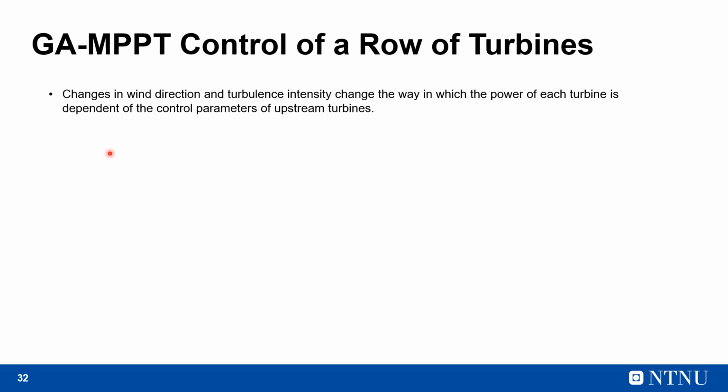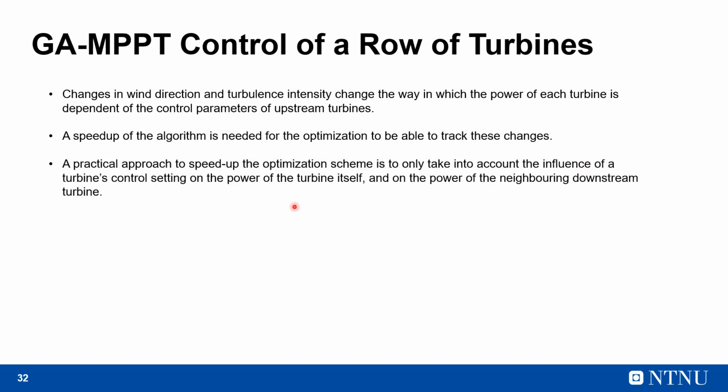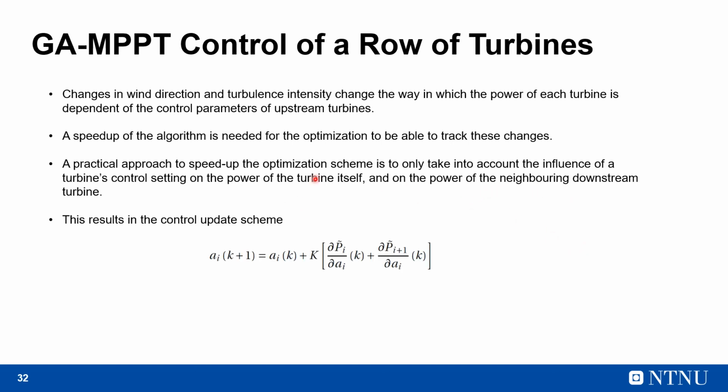Now for changes in wind direction and turbulence intensity, these influence the way in which the power of each turbine is dependent on the control parameters of upstream turbines. The speed of the algorithm is needed for optimization to be able to track these changes. A practical approach is to speed up the optimization scheme by taking into account only the influence of a turbine's control setting on the power of the turbine itself and on the power of the neighboring downstream turbine. This results in the control update scheme, where only the gradients of the objective function on turbine i and the turbine that is immediately downwind of turbine i are taken into consideration.